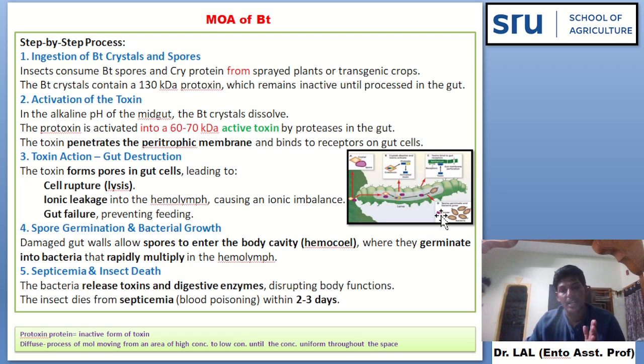This damaged gut wall allows the spores to enter into the body cavity, that is the blood or hemocoel of the insect, where the spores germinate into bacteria, and this bacteria multiply rapidly in the hemolymph. The growing bacteria release toxins and digestive enzymes disrupting insect body functions, and the insect dies from septicemia, that is blood poisoning, within 2 to 3 days.